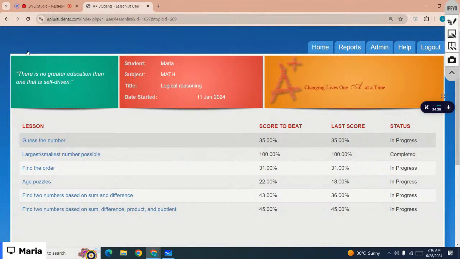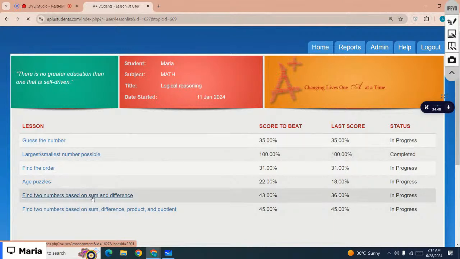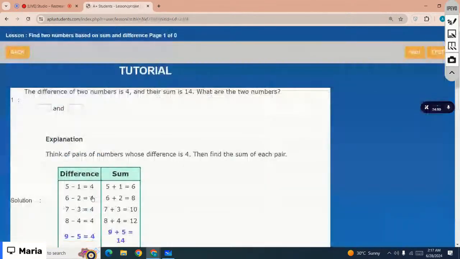Okay, the next lesson is find two numbers based on sums and differences. Let's just start with the lesson. Okay, the difference of two numbers is 4 and their sum is 14. Find what are the two numbers.